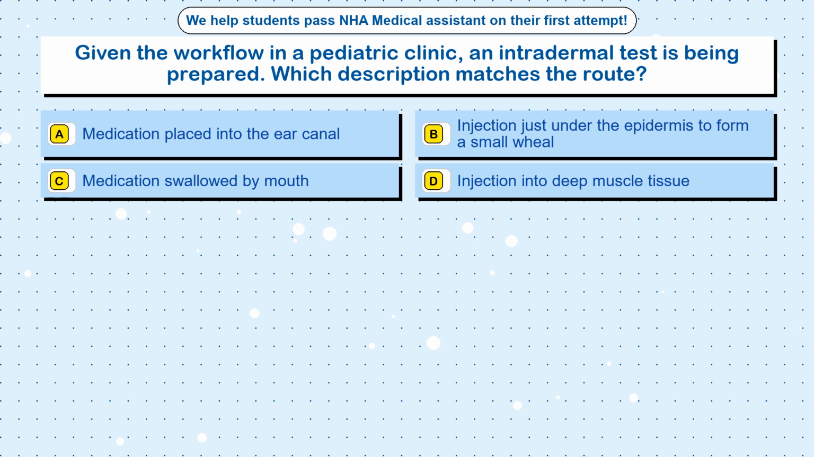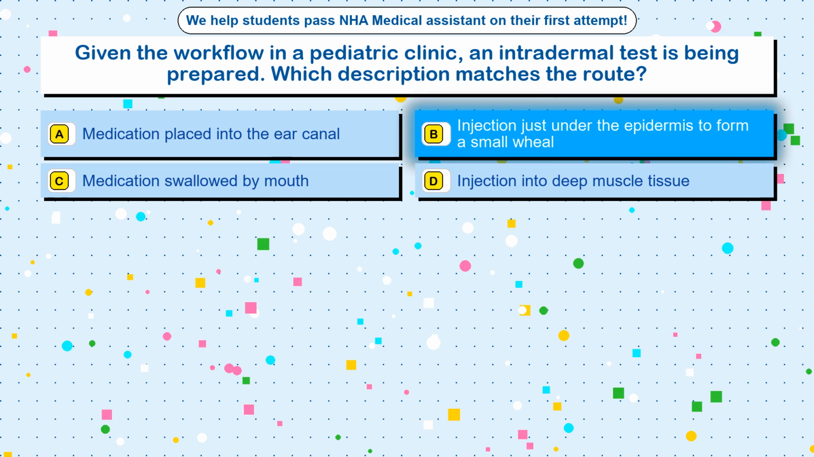Medication placed into the ear canal. Option B. Injection just under the epidermis to form a small wheal. Option C. Medication swallowed by mouth. Option D. Injection into deep muscle tissue. The correct answer is option B. Injection just under the epidermis to form a small wheal.